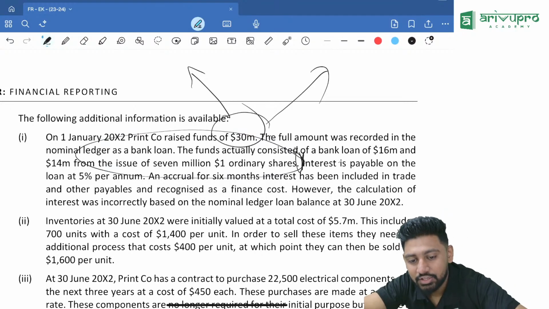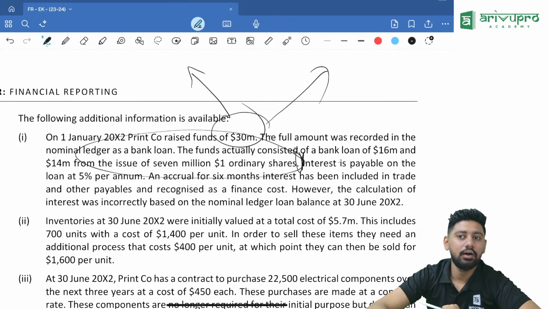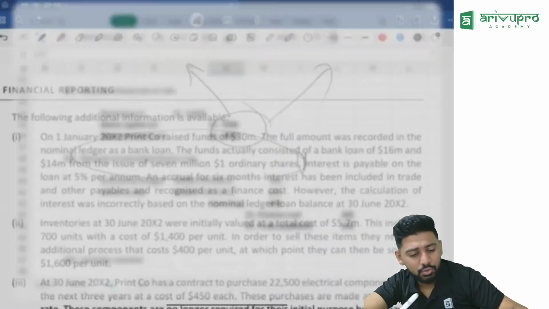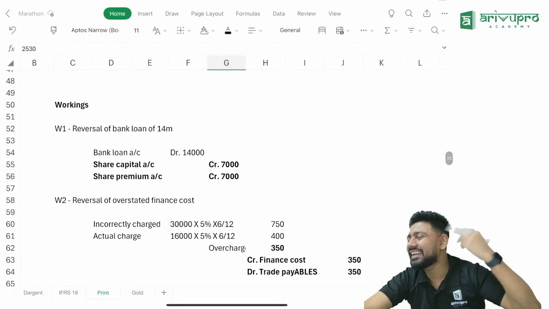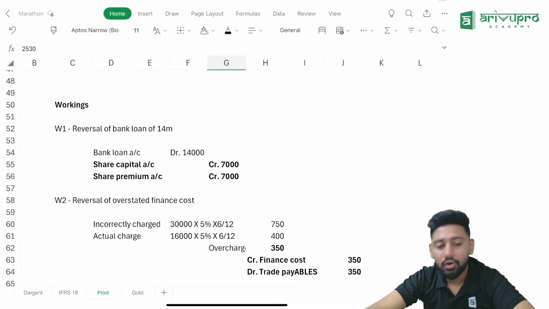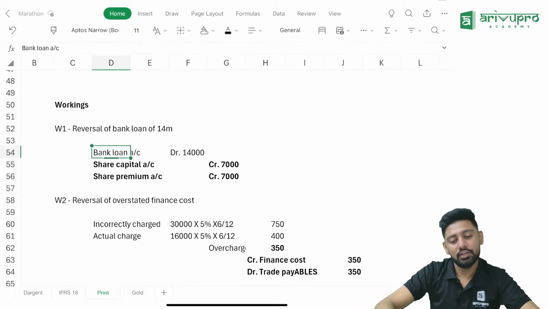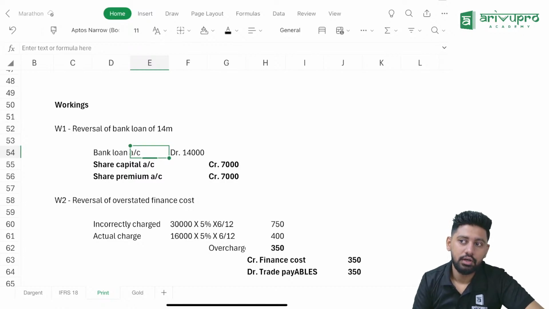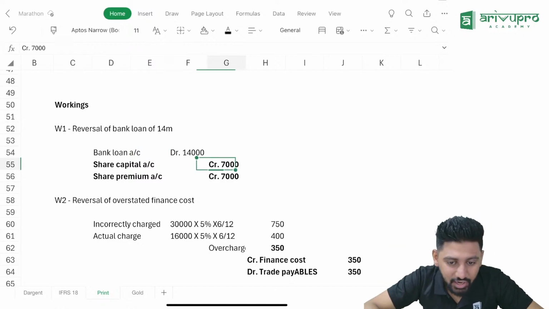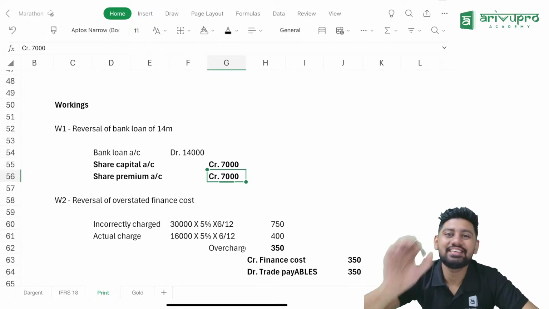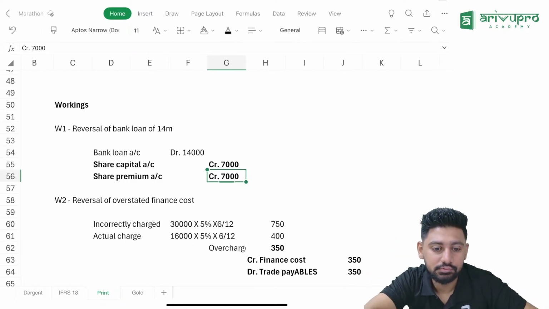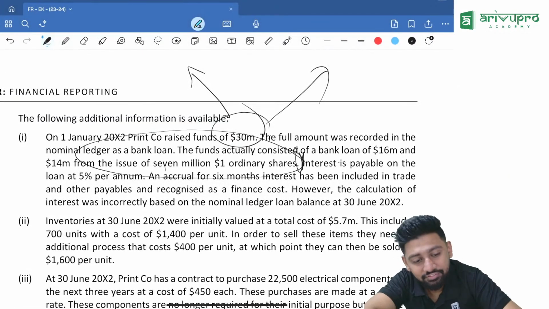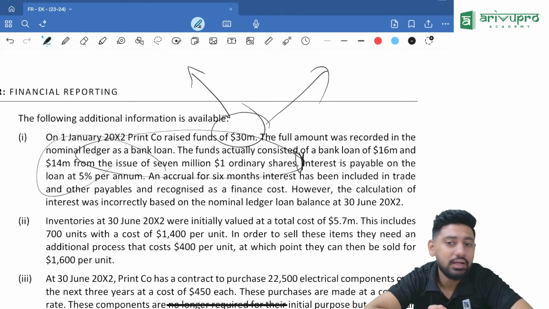Now, the first entry, the issue of 7 million equity shares, has to be taken now. Correct. Now, what did we do? We went back and reversed the loan. How did we reverse the loan? We would have credited 14,000, so now we debited 14,000. And now I have issued shares, so I credited share capital and I credited share premium. That is the first entry that I did. My second entry is, when you go further, they say interest is payable on the loan at 5% per annum. They are paying interest at 5% per annum.